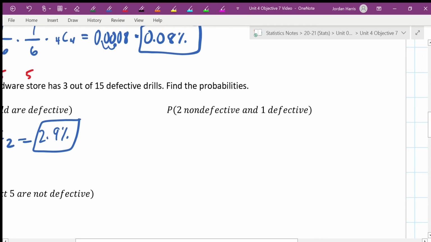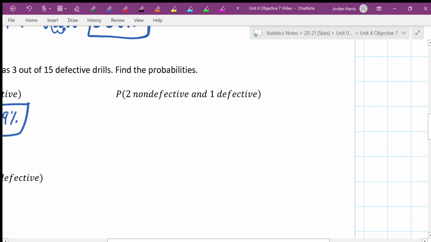Okay. But now we're going to make it more complicated. What if I want the first 2? I'm going to sell 3 drills. So we're going back to the original problem. Don't continue it. Always go back to the original problem. Now it's asking, well, what if I sold 3 drills, 2 non-defective and 1 defective? So not defective, and defective.